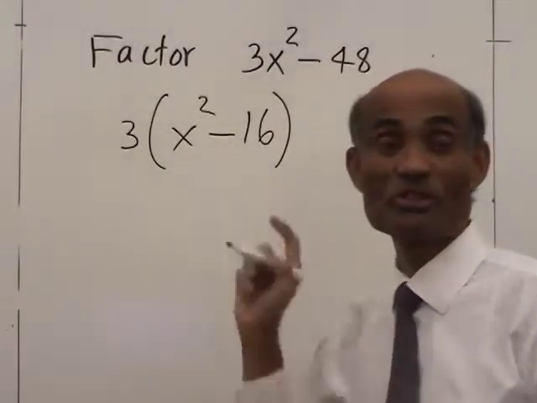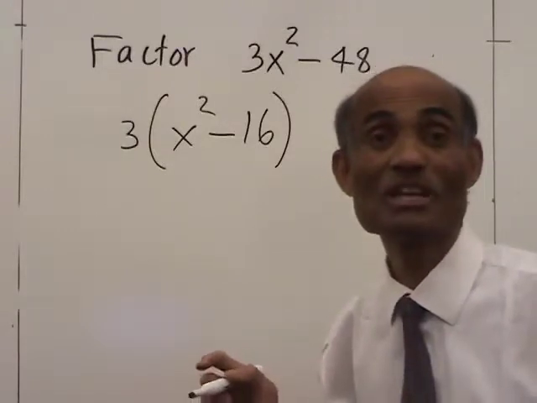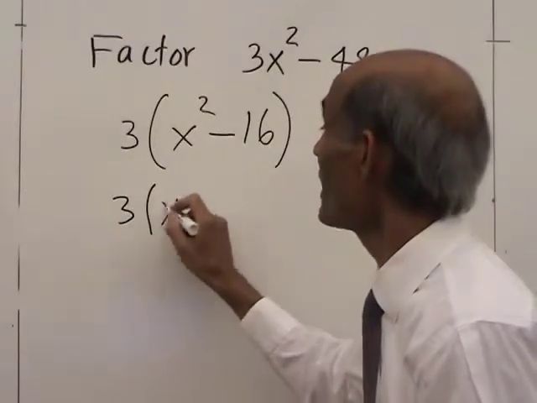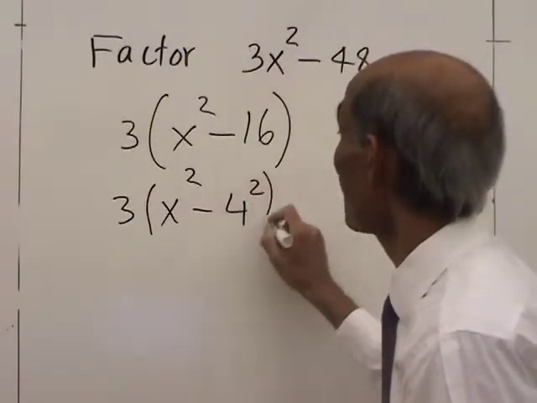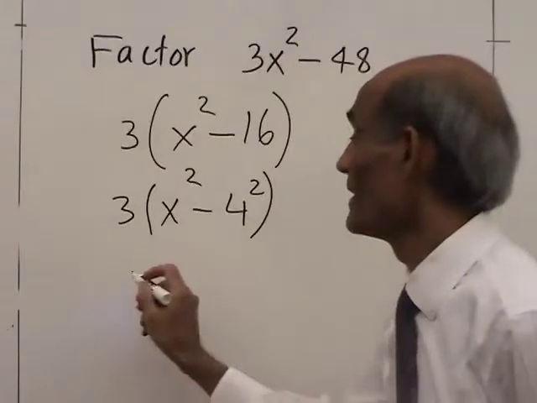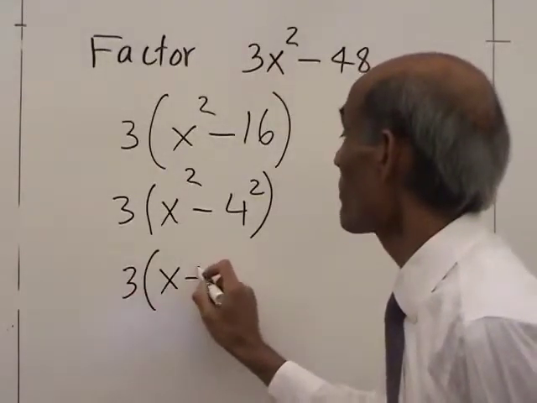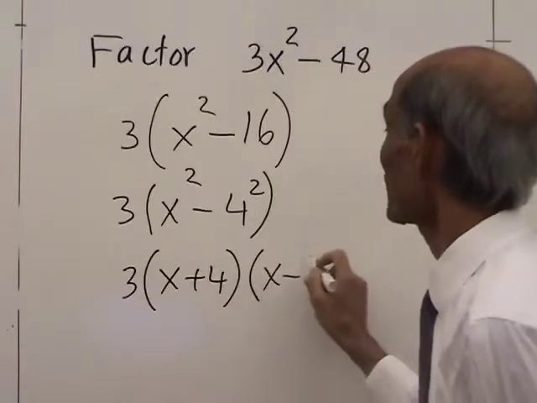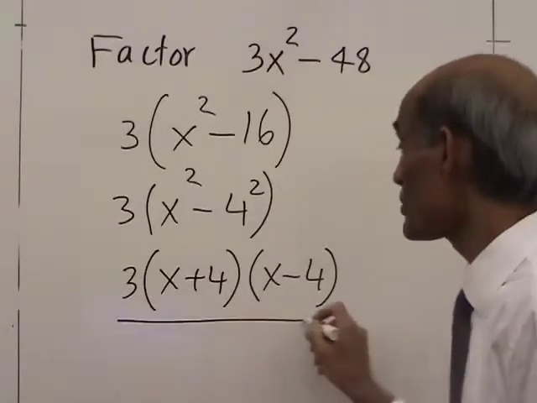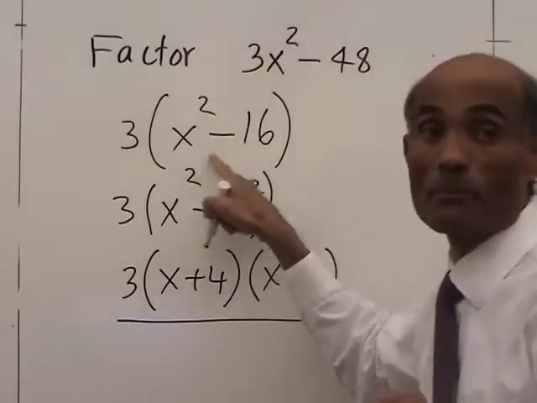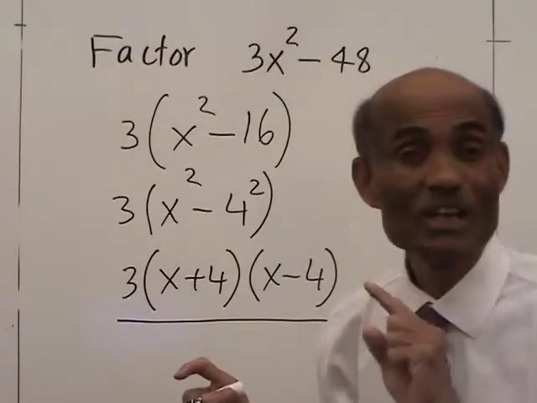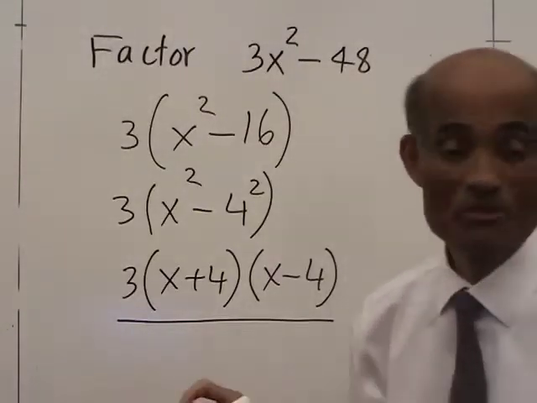Now, do you recognize what this is? x squared minus 16. 16 is 4 squared. So that will be 3 times (x squared minus 4 squared). And how do you factor that? Difference of two squares. That will be 3 times (x + 4) times (x − 4), or (x − 4) times (x + 4). And that is the result. Remember, x squared minus 16 can be factored, whereas x squared plus 16 cannot be factored. That must be very clear.